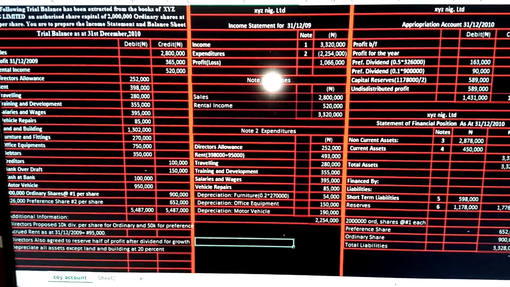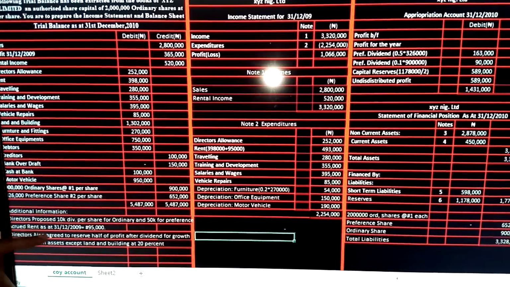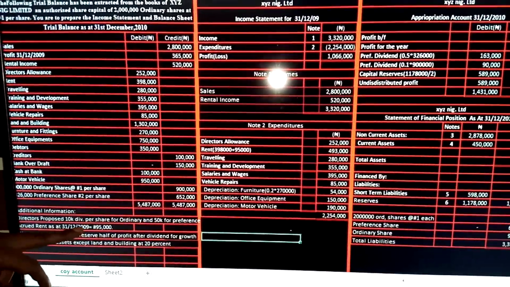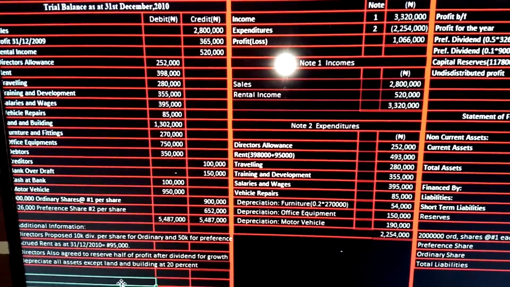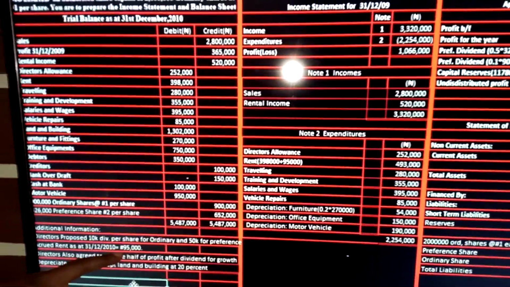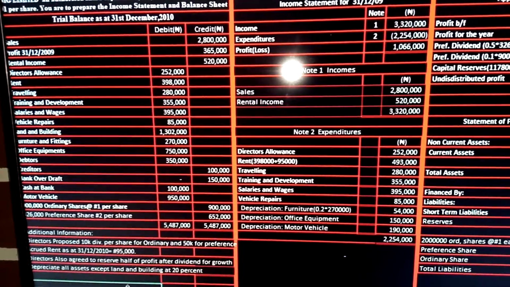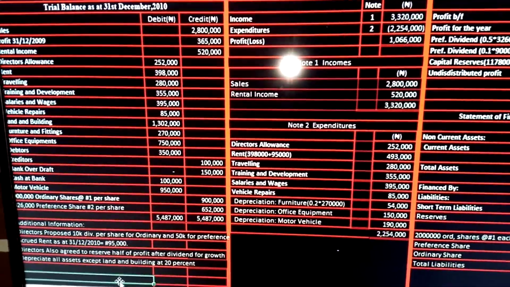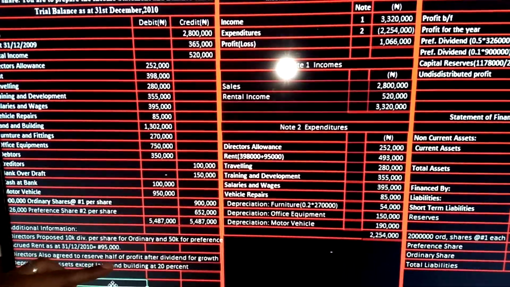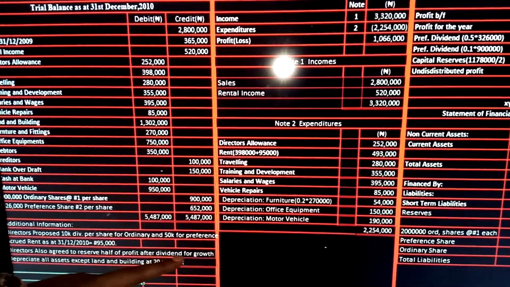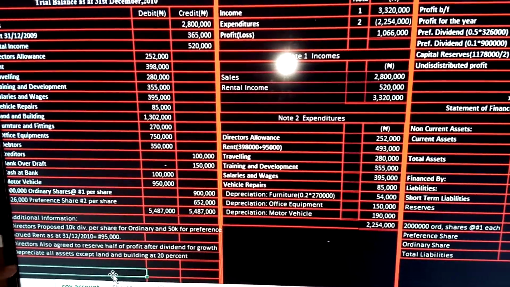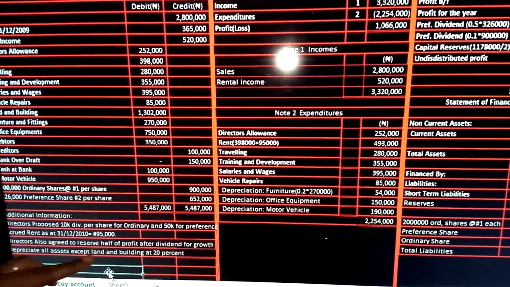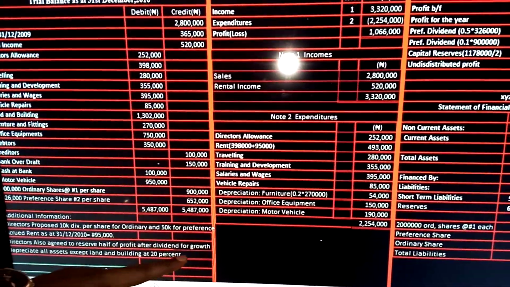The next one we have here is accrued rent as at 31st December 2009. Sorry, it's accrued rent as at 31st December 2010, not 2009. So that has been rectified. Directors also agreed to reserve half of the profit after dividend for growth. That's like capital reserve. They are now saying depreciate all assets except land and building at 20%.